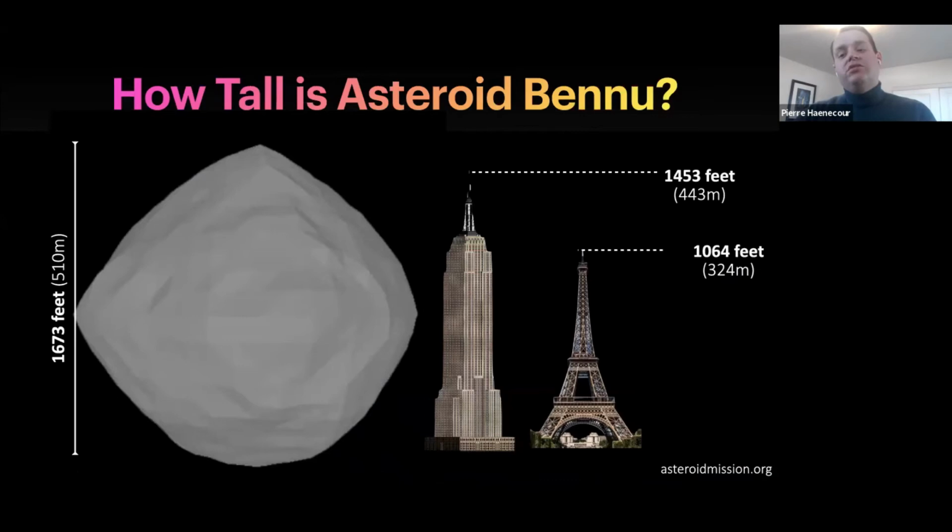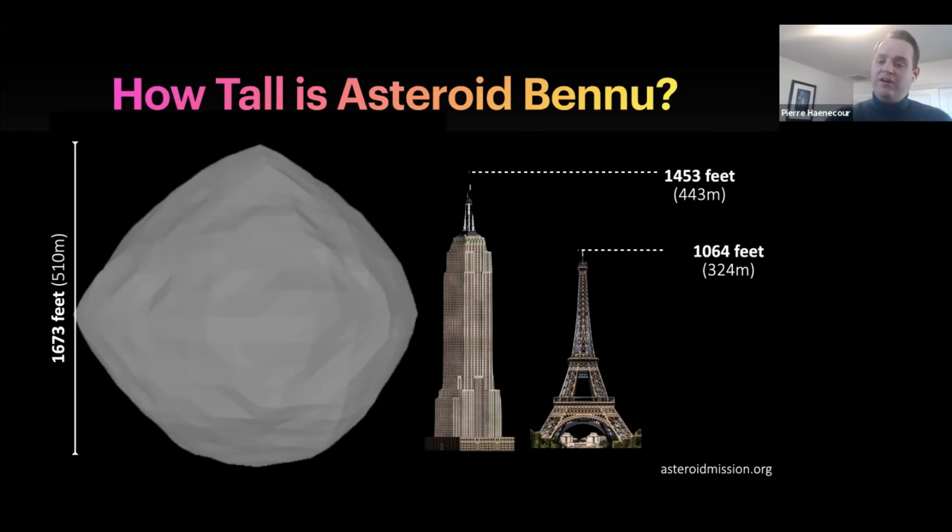If you compare the size of that particular asteroid, you can see that it's roughly the size of the Empire State Building, slightly smaller than the Eiffel Tower. So it's a relatively large asteroid. And interestingly, as I mentioned, we thought that it had a really smooth surface.